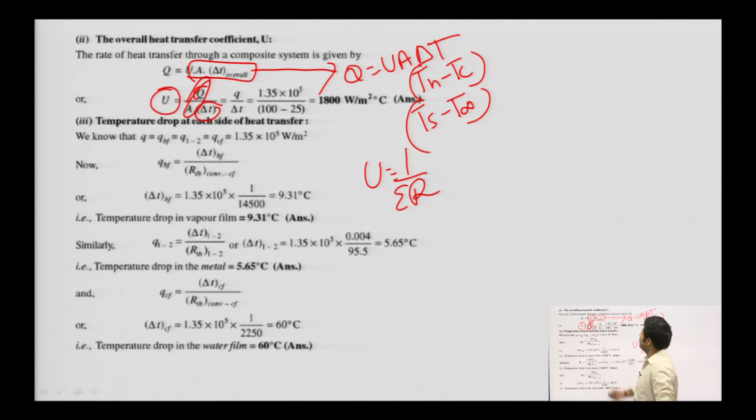You have delta T. So just solve for U. It's simple mathematics and a simple numerical. Now, temperature drop at each side of the heat transfer. Temperature drop at each side. Now what do you understand by temperature drop at each side?